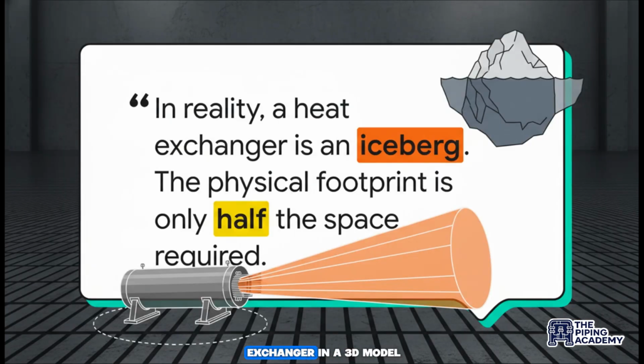When you look at a heat exchanger in a 3D model, it just looks like a cylinder on a couple of saddles. Simple, right? But that physical footprint, that's just the tip of the iceberg. The other half, the dangerous part, is invisible. It's a reserved kill zone of empty space that absolutely must stay clear for the entire life of the plant. If you violate that space, that piece of equipment becomes pretty much unmaintainable. So let's break down the critical logic of tube bundle removal and figure out how to orient these exchangers to prevent some major layout disasters.